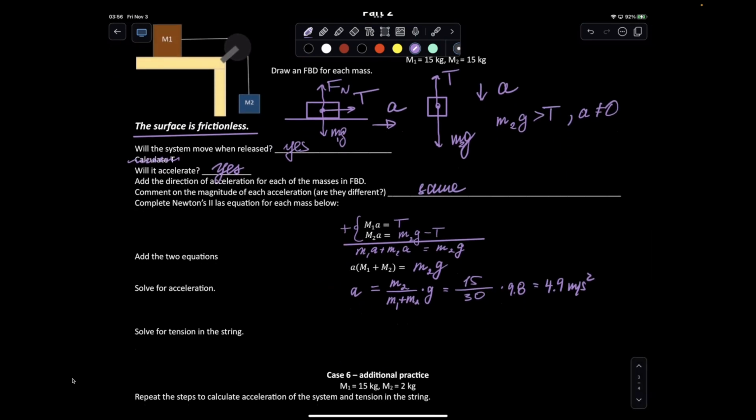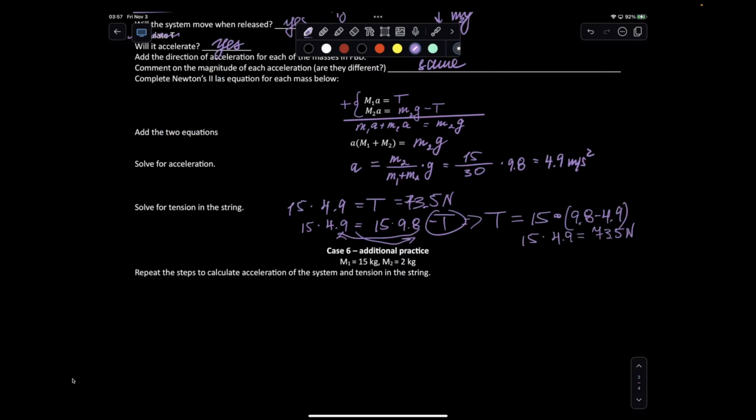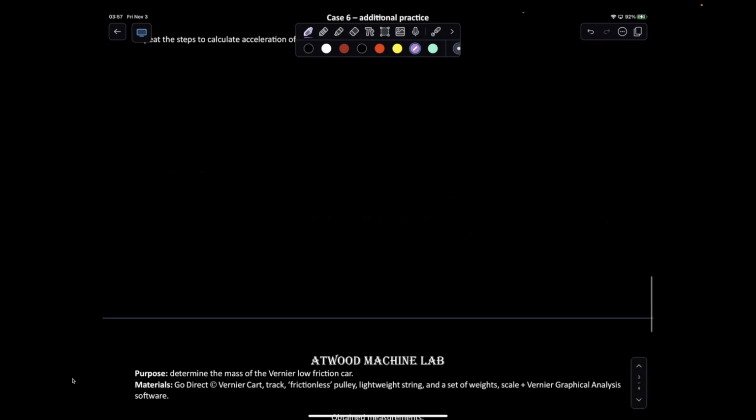Now we can solve for tension in the string. The first equation would be easier. So 15 times 4.9 equals tension, 73.5 newtons. Case 6, additional practice. You can do it on your own.